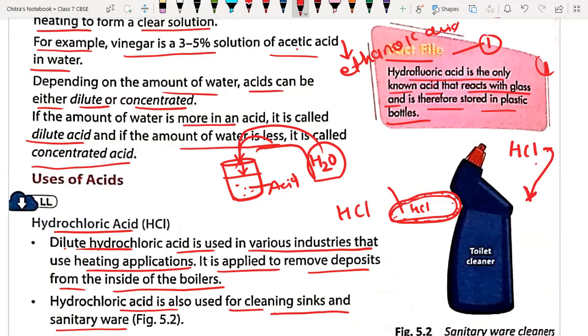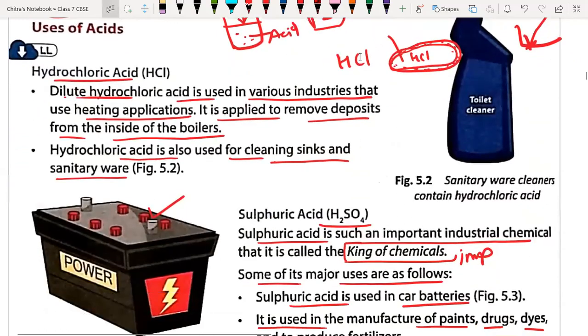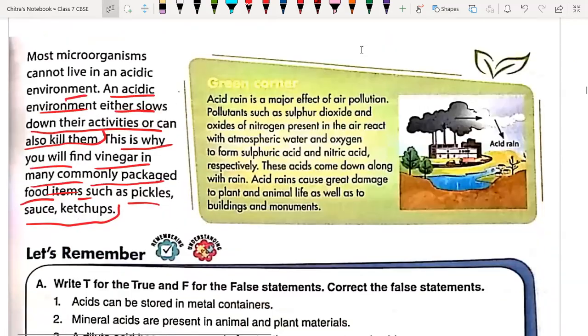Sir, but it's hydrochloric acid and this is hydrochloric acid, no, sir? Yes, HCl is hydrochloric acid. Its chemical name is hydrochloric acid and its representation is HCl. Sir, hydrochloric acid doesn't react with glass, right? No, it reacts with glass. That's why it is stored in plastic, and not stored in glassware.